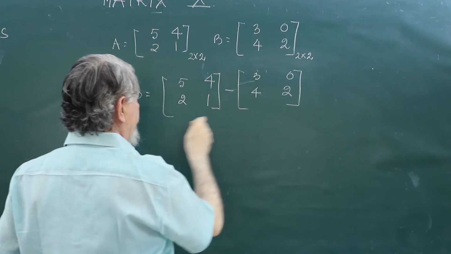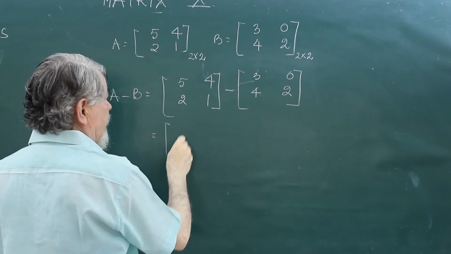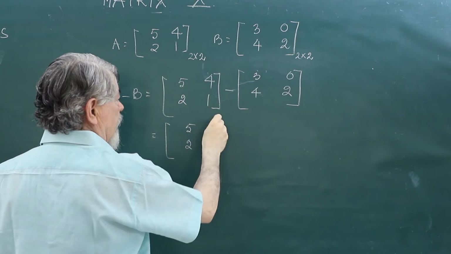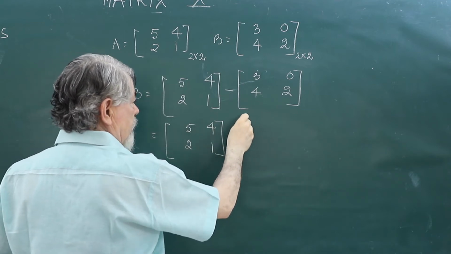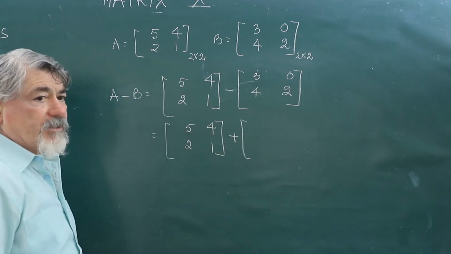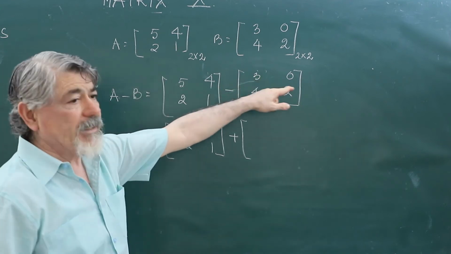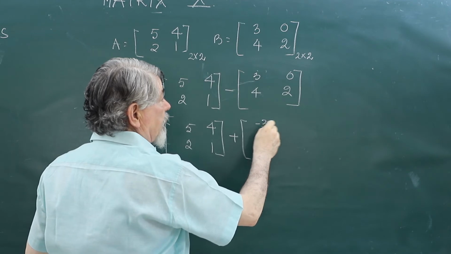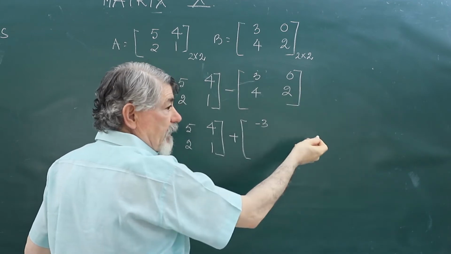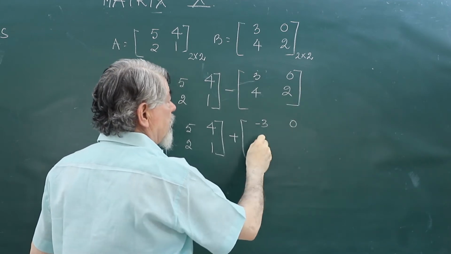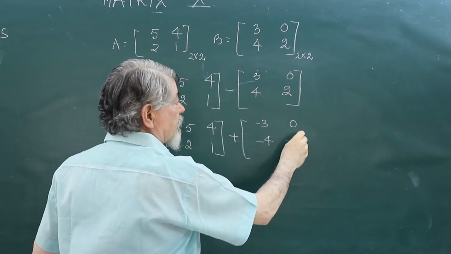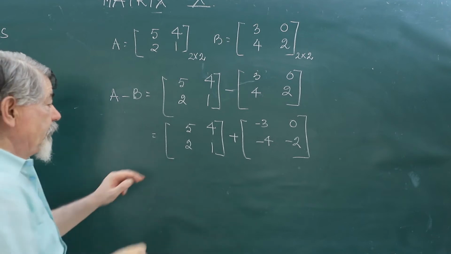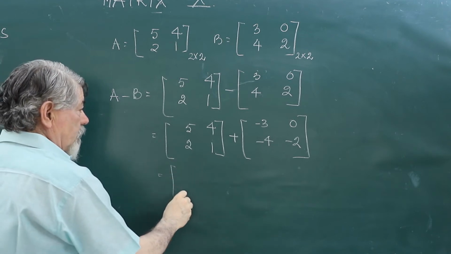Even I can do that if you like. I can show it and make you understand this one. 5 4 2 1. I'll make it plus here, instead of minus plus, and this minus will go inside with each term. Minus 3, 0 (plus or minus 0 does not matter), minus 4, minus 2. Now when we add these two matrices, obviously what will you get?